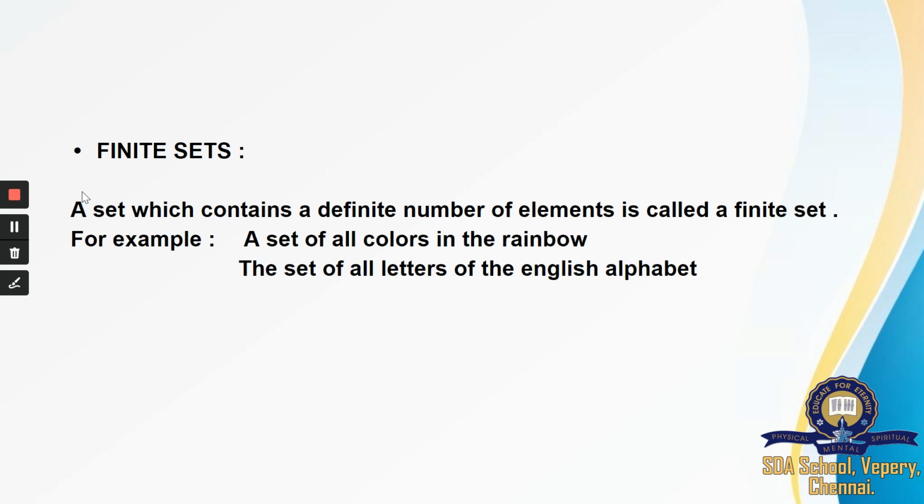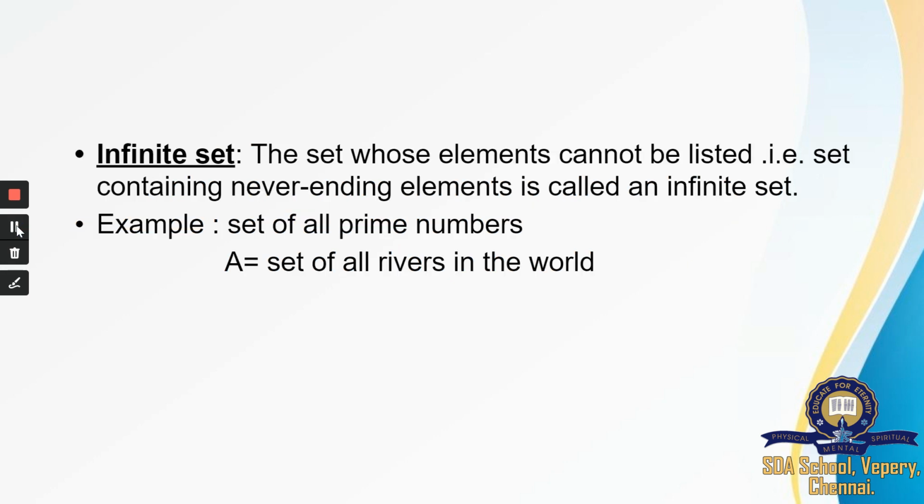Next, we will be discussing finite set. As the name suggests, a finite set is a set which contains a definite number of elements. For example, the set of all colors in the rainbow. Obviously, a rainbow has a certain number of colors, right? So it has some definite number. Likewise, the next example, the set of all letters of the English alphabet. The number of letters in the English alphabet is 26.